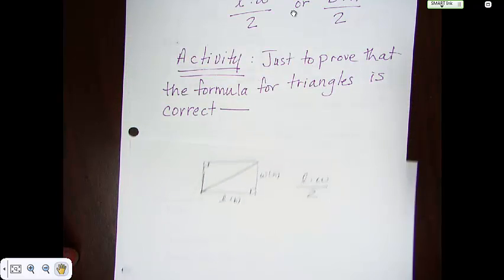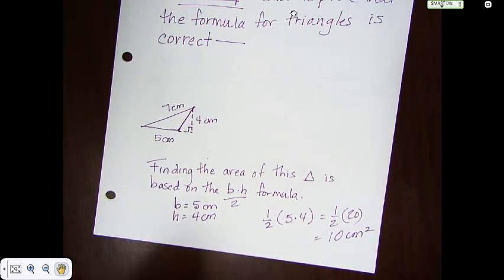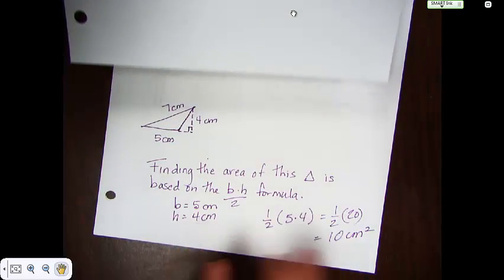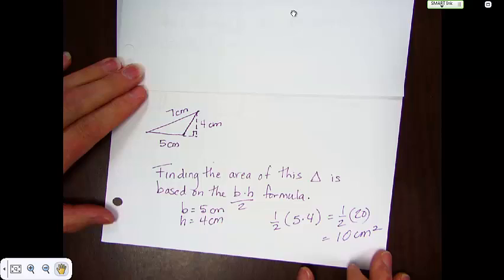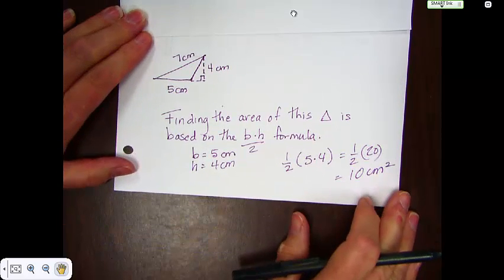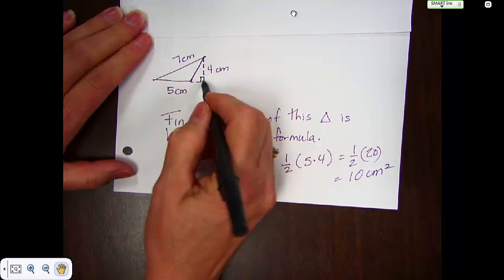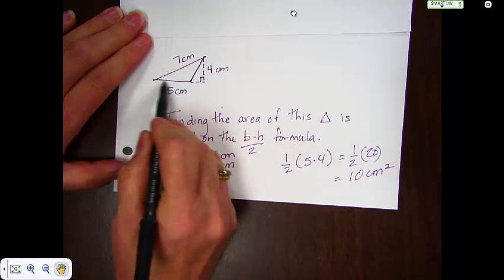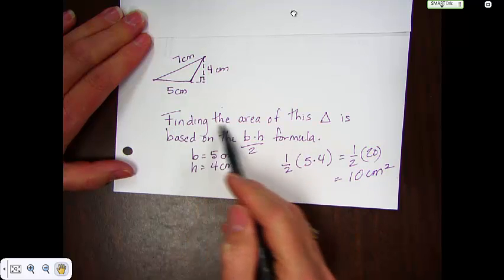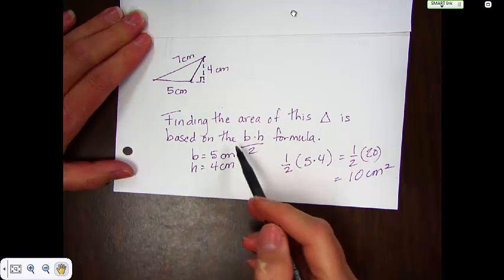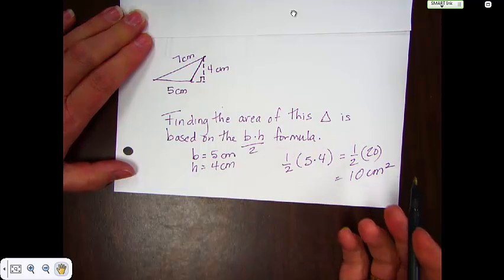Okay, I did that activity. Finding the area of a triangle is not really all that difficult. We just have to make sure that we know what the base and the height is. In this case, we have a triangle that has a height of 4, and this is our base right here. It is 5. So if we use the formula that we derived earlier, base times height divided by 2 will give you the area of a triangle.